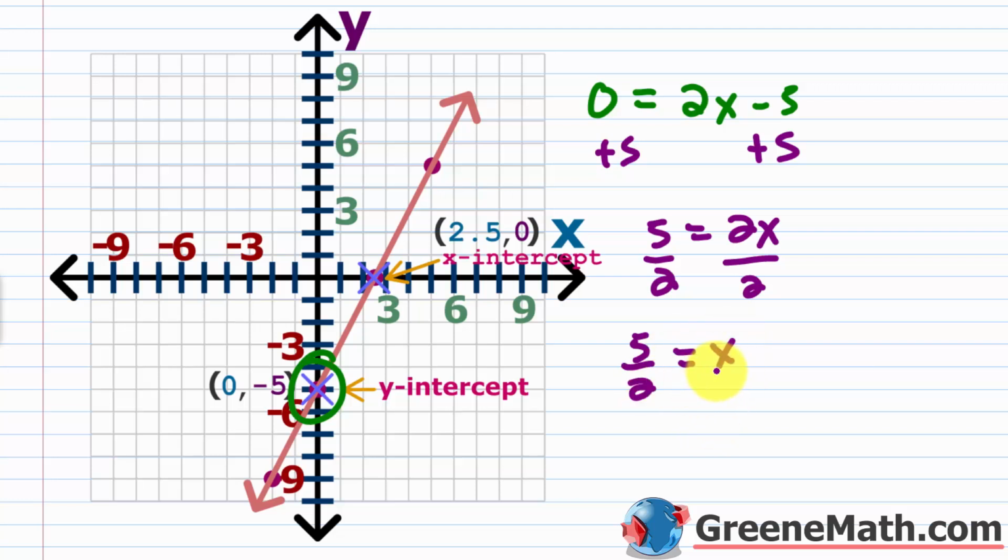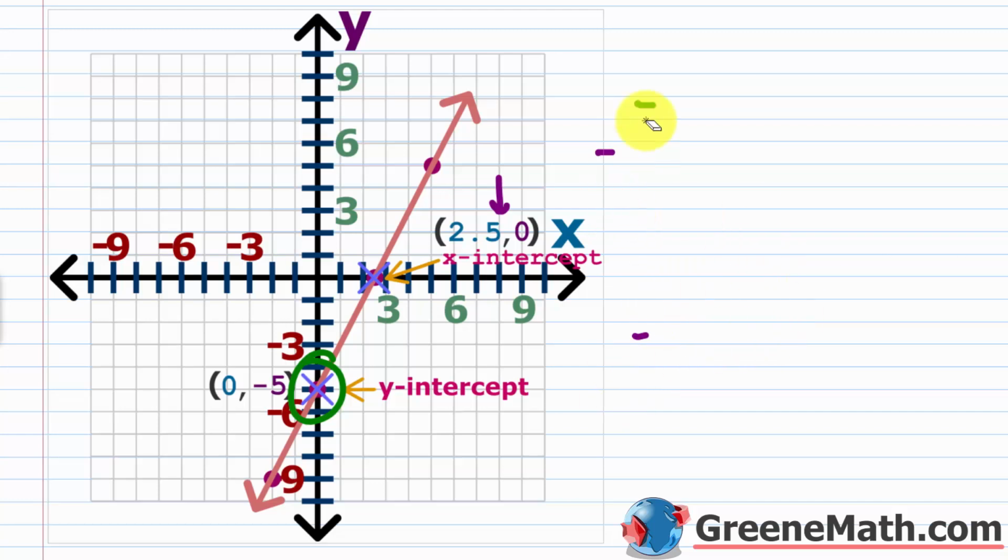And again, that's just my x coordinate when y is 0, or where it's going to hit the x-axis. So that's my x-intercept. Again, that's right here. 2.5 is the same thing as 5 halves in decimal form. And then comma 0. Okay, so 2.5 comma 0 or 5 halves comma 0, that's the x-intercept. Now similarly, let me just erase this.